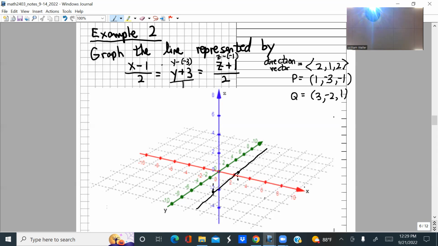So see that point is going below the xy plane, right? And then it comes up and pierces the xy plane somewhere right here, about right here, right? And then it goes above the xy plane. How can you figure out where it crosses the xy plane?